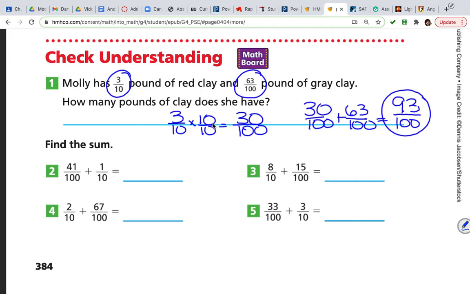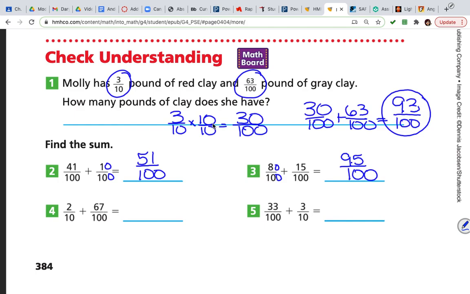Well, we can multiply it by 10. So 1/10 equals 10 hundredths. We would add it together. 41 plus 10 equals 51 hundredths. Number 3, 8/10 plus 15 hundredths. So 8/10 times 10 is 80 hundredths. So now we can add it. So 80 plus 15 equals 95 hundredths.